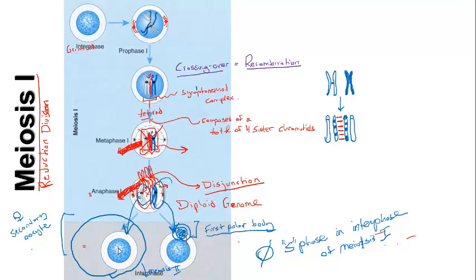of each of the 23 different types of chromosomes. It's just that you no longer have homologous chromosomes for each type of chromosome. Okay, so there's no point in doing S phase because you already have identical copies.